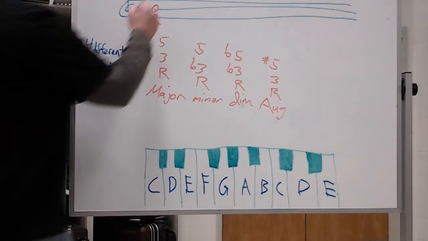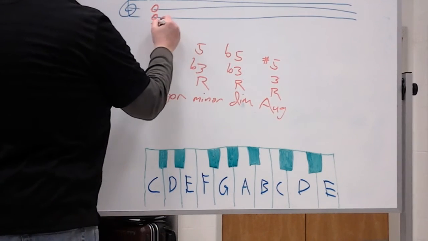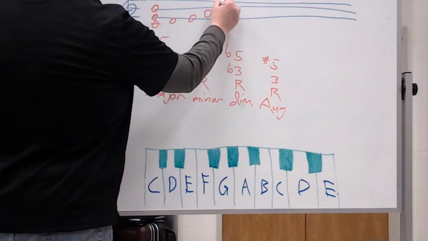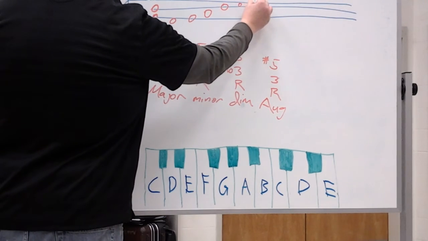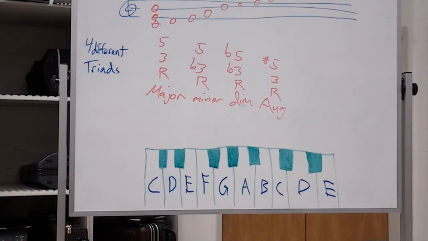So here we have C major scale. And I'm starting with a C. Here's a D, E, F, G, A, B, and then the high C. Okay, so 7 different notes of a C major scale ending on the octave high C.